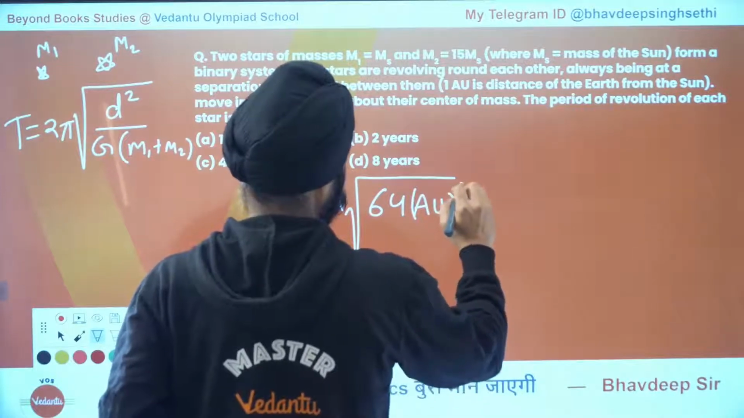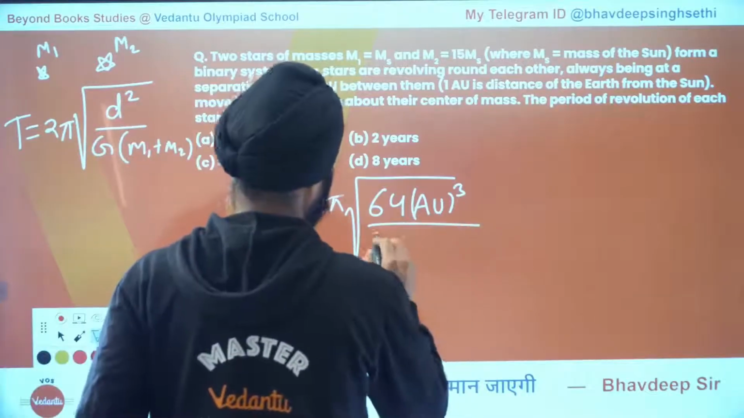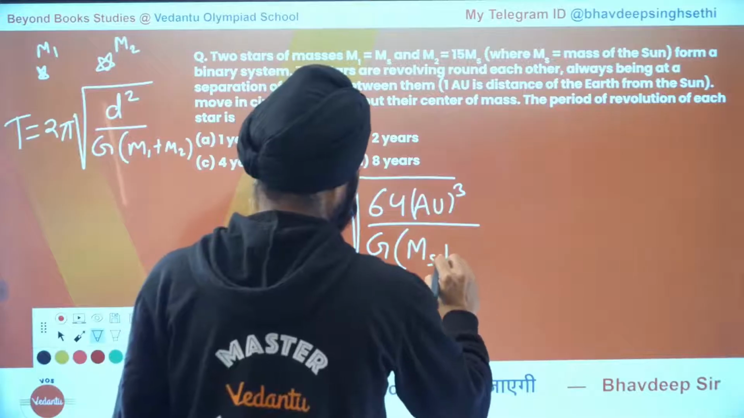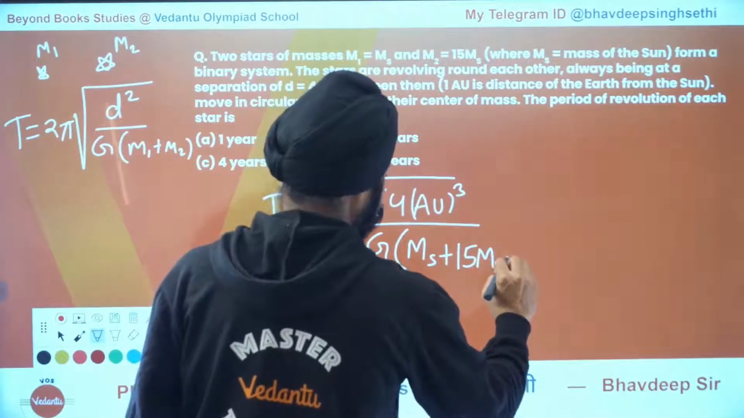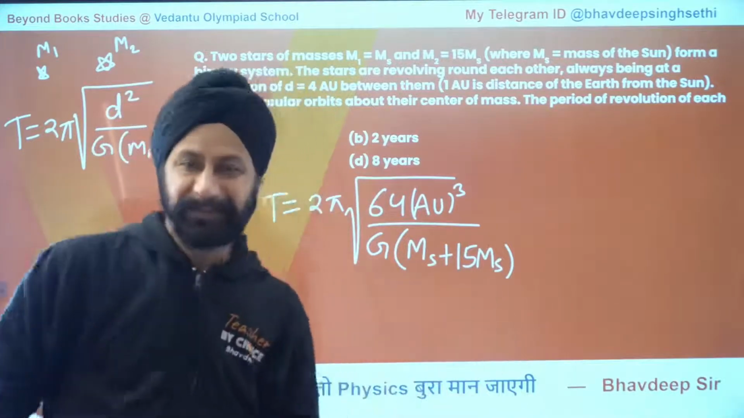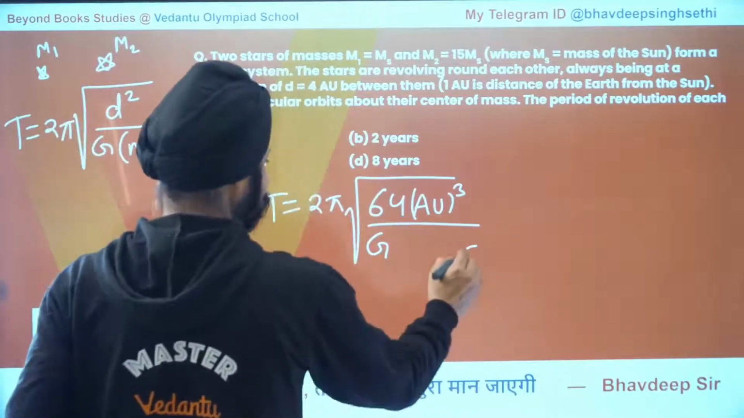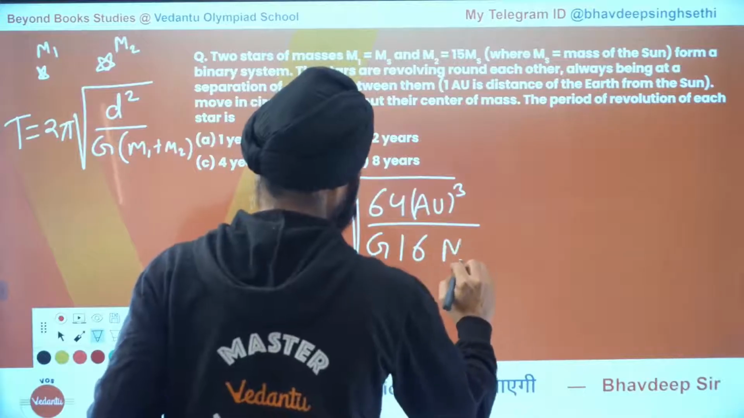64 AU cubed, right? That's the distance cubed, divided by G times mass of Sun plus 15 mass of Sun. So remember that the masses have to be added up. So it's mass of Sun plus 15 mass of Sun, which gives you 16 mass of Sun. So let's erase this and say 16 mass of Sun.